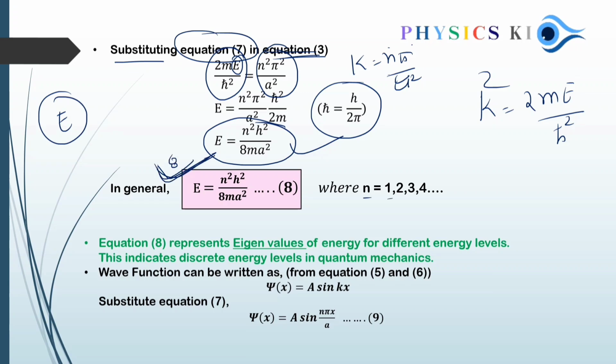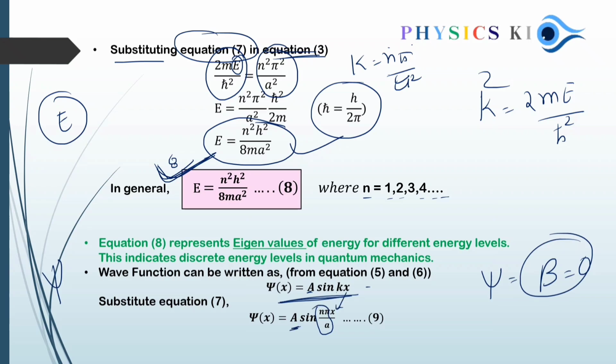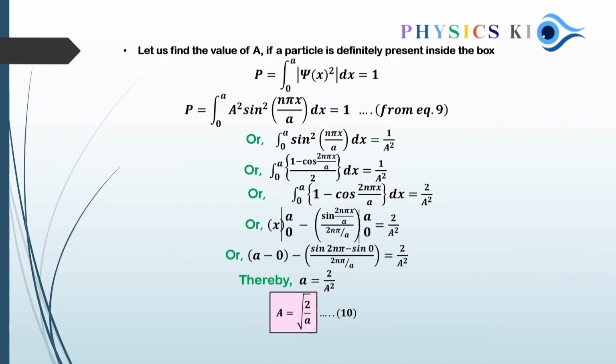Here n is 1, 2, 3 and so on. But if they are asking you to find the wave function, the only thing to remember is psi is equal to A sin kx, because the B value is always 0. Now try to find A, because k is equal to n pi by a and x is the same. Only the A value we don't know, so try to find it. For that we use the probability, that means the integration of psi square is always 1, because the particle is always inside the box.